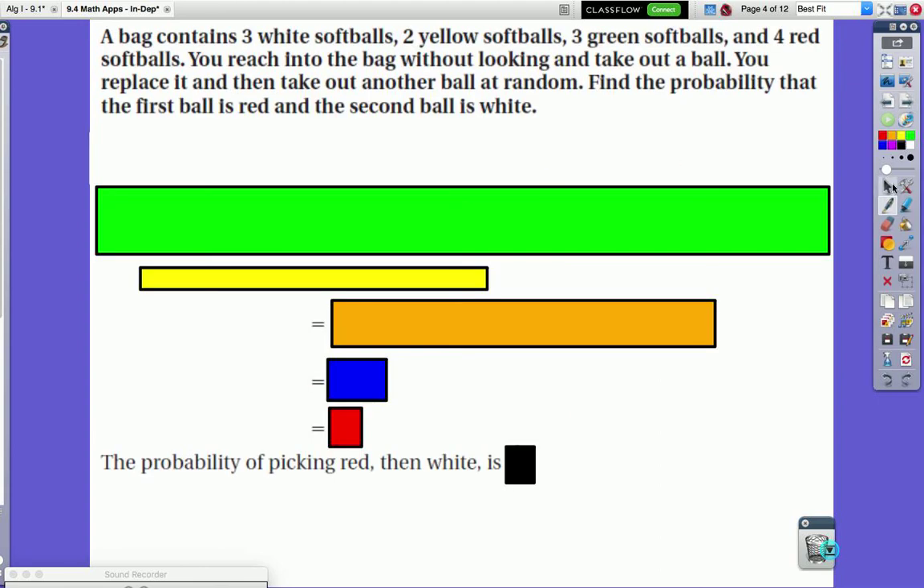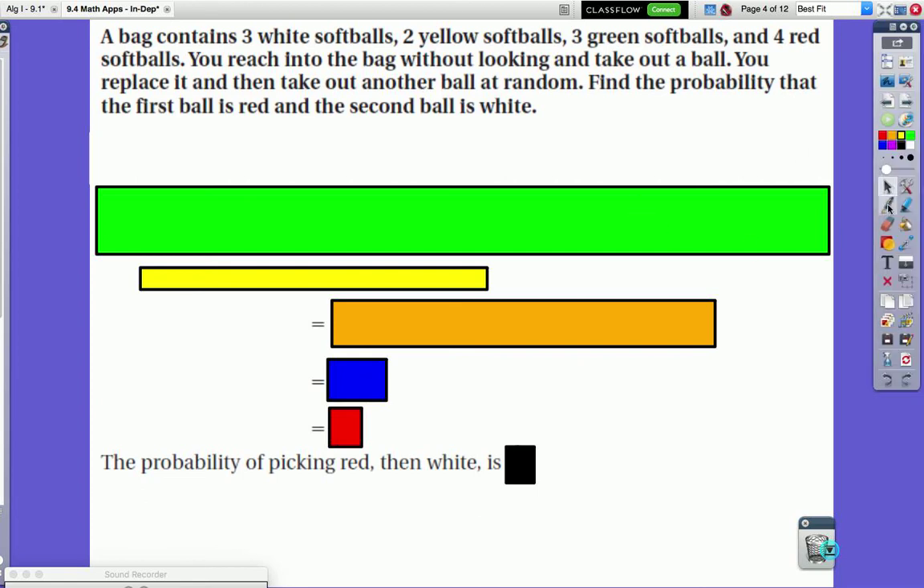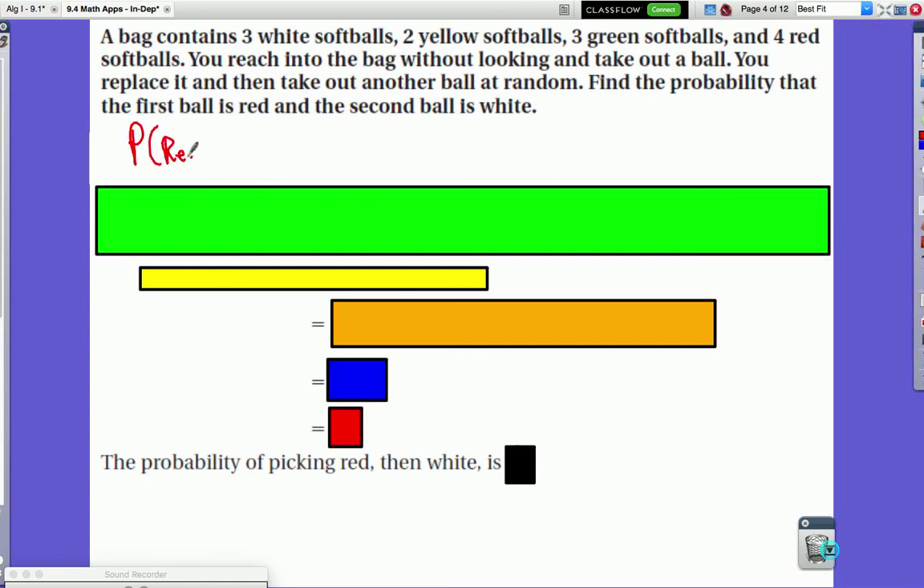All right, so this one says the bag contains 3 white softballs, 2 yellow softballs, 3 green, and 4 red. You reach into the bag without looking and take a ball out. This is important: you replace the ball and then take out another ball at random. Find the probability the first ball is red and the second ball is white. So again, we are going to find the probability that we get red, then white.